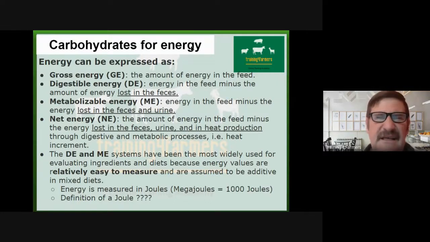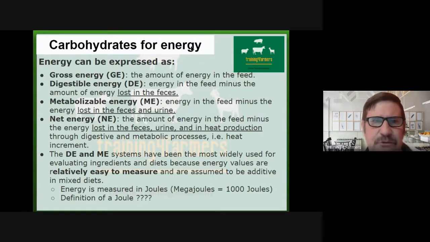The first one is gross energy. Now, when they measure gross energy for a feed, what they do is they put it in a bomb calorimeter. Basically, they burn it and they measure how much heat comes from it. Now, guys, if you take a log of wood and you burn it, and you take a kilogram of maize meal and you burn it, you will get about the same gross energy content. So it's not a good tool for us to distinguish between good feed and bad feed. So gross energy, not fit for purpose.